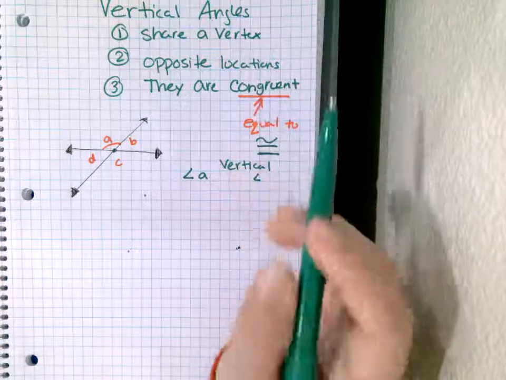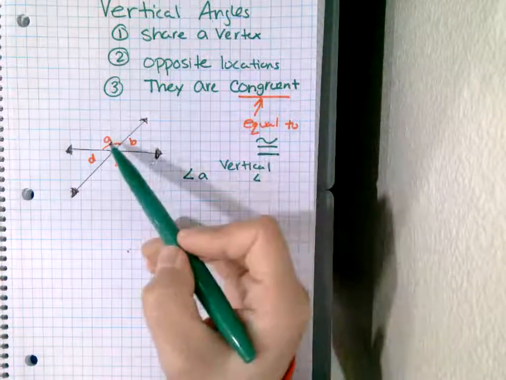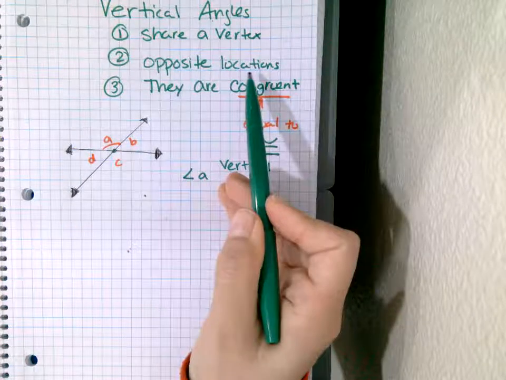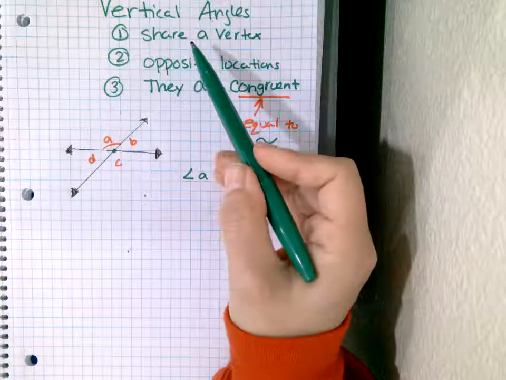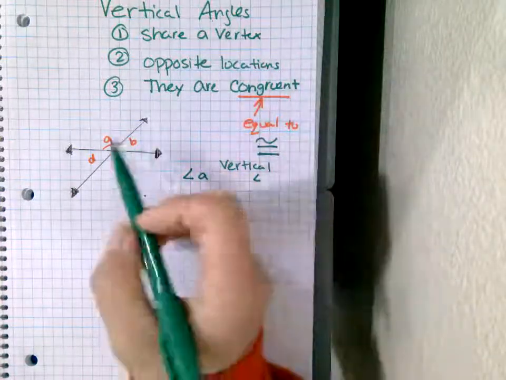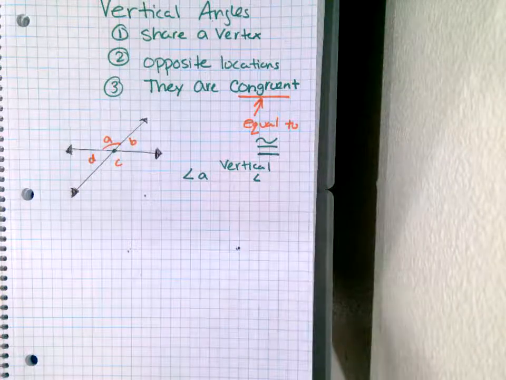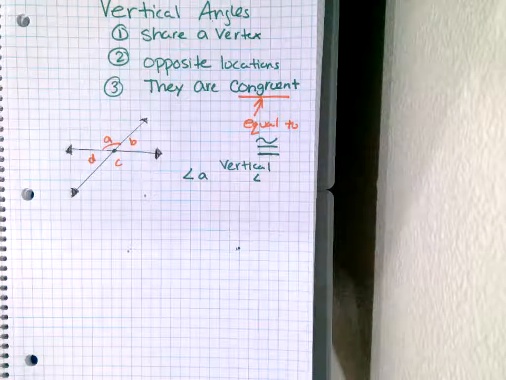Has to share. What is it? D? No, they have to be in opposite locations. And notice, does this say that they share a side? No. Vertical angles do not share sides. So angle A, and they have to be congruent, meaning they have to be equal to each other. So which angle looks like angle A?